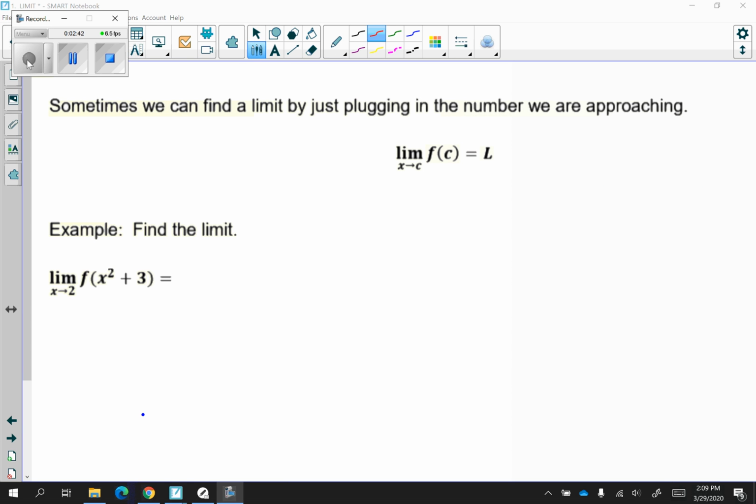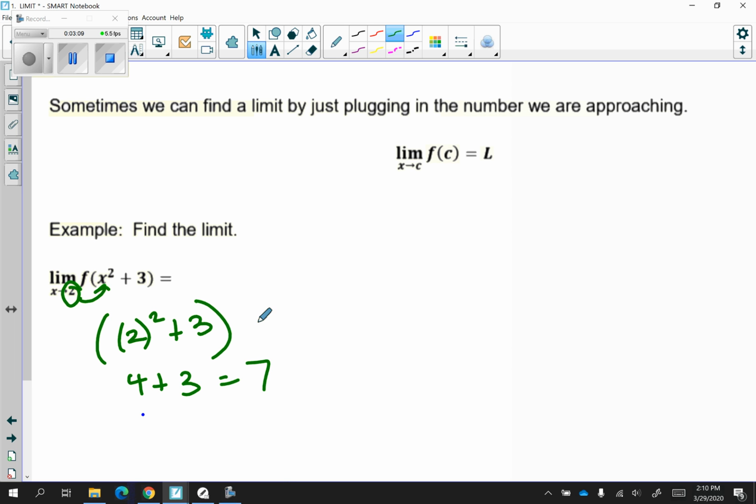Next, sometimes we can find a limit by just plugging in the number we are approaching. For example, the limit as x approaches c of f of x is equal to f of c. So let's take a look at the first example and find the limit. The limit as x approaches 2 of the function x squared plus 3 is equal to... I take this 2 and I substitute it in for the x. So 2 squared plus 3, that's 4 plus 3, which is equal to 7. So the limit as x approaches 2 of x squared plus 3 is equal to 7. You simply substitute the value in.